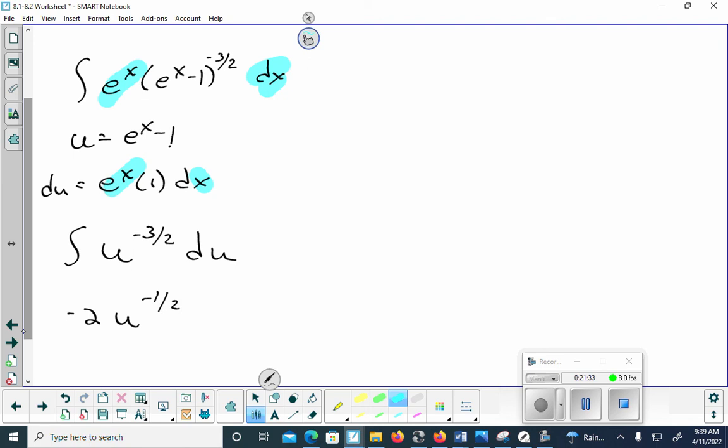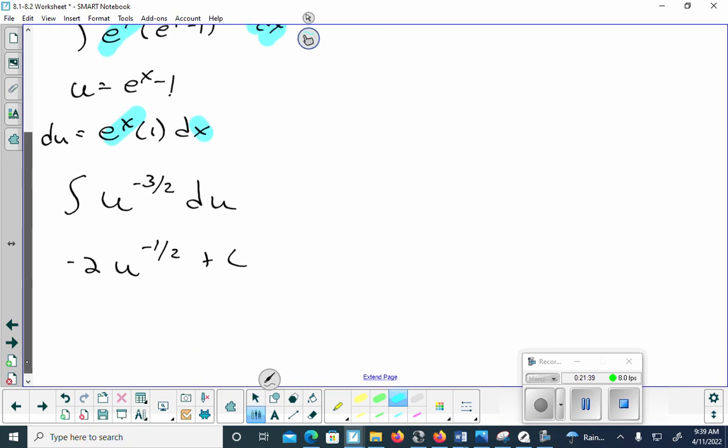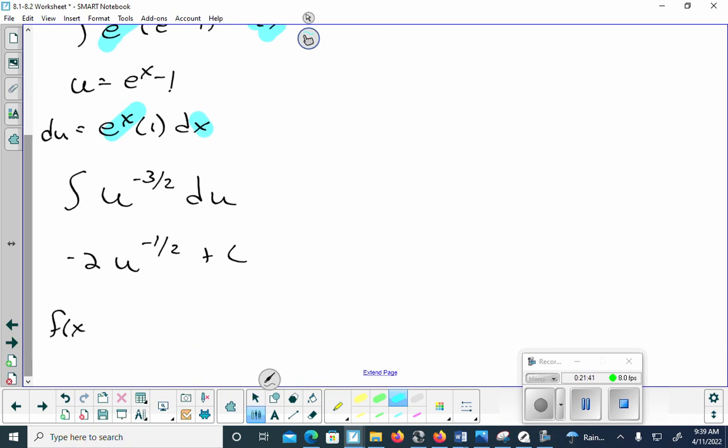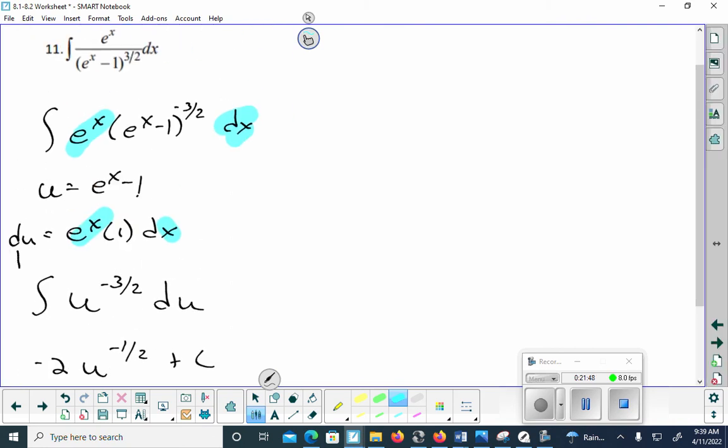Negative 2, and then plus c. So then I am going to rewrite this as x equal to negative 2 over my u, which is that e to the x minus 1.